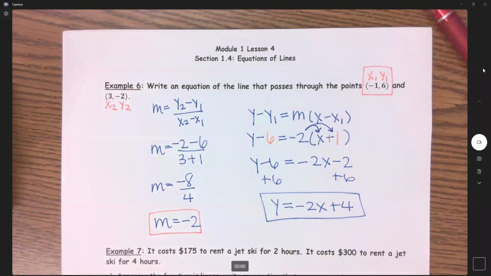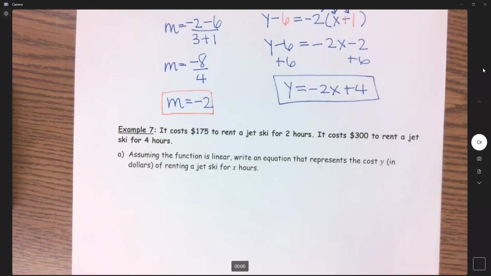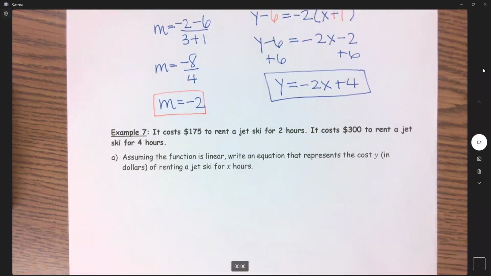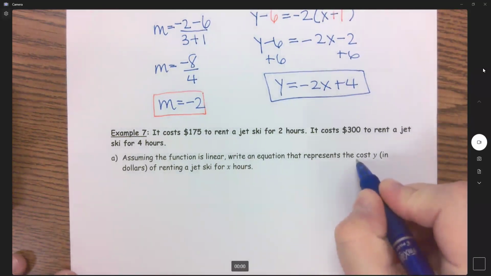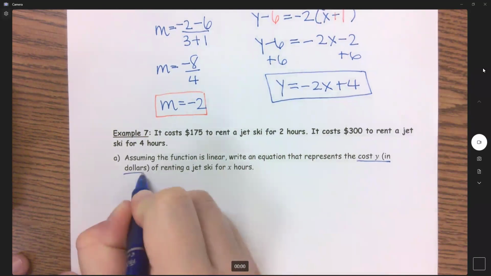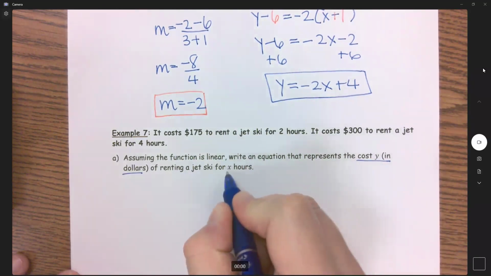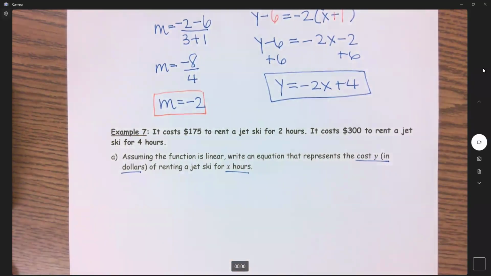So now let's do example 7, just an application problem here. It says it costs $175 to rent a jet ski for 2 hours, and it costs $300 to rent a jet ski for 4 hours. Assuming that the function is linear, write the equation that represents the cost y in dollars of renting a jet ski for x hours.